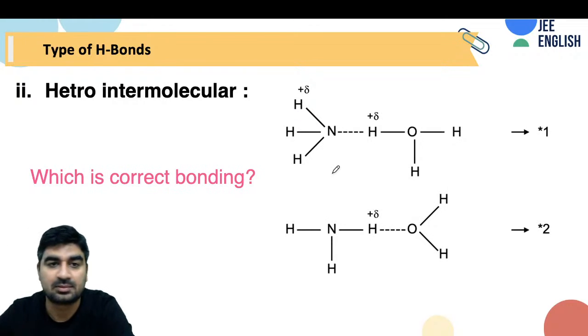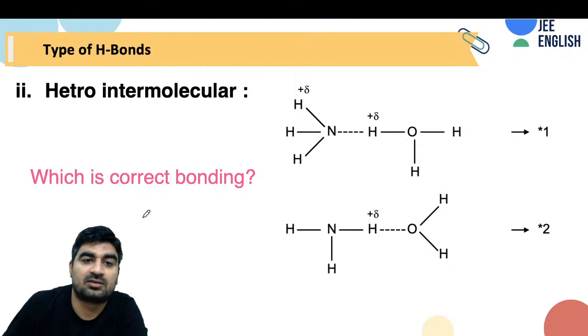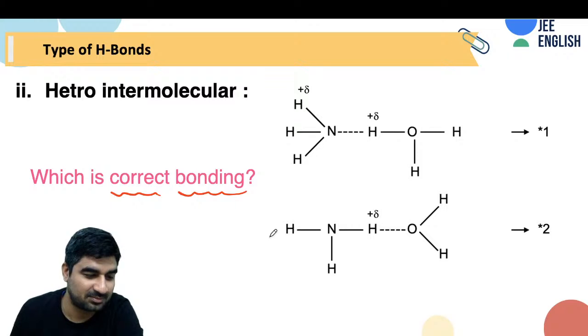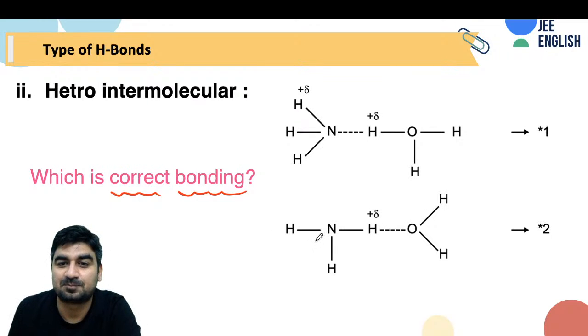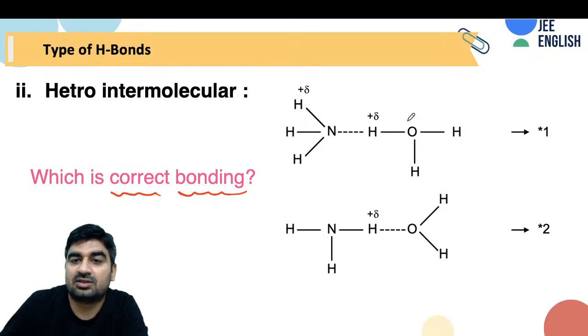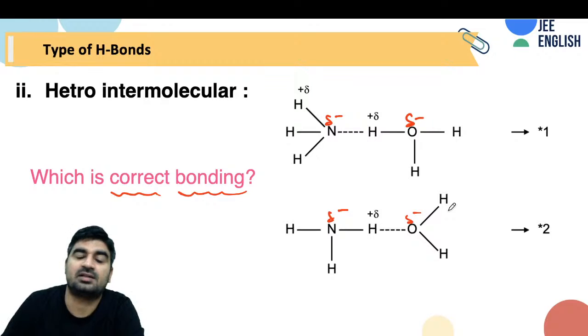Anyone? So which is correct bonding? No answers. So in this case, it will be having delta minus, delta minus, delta minus.